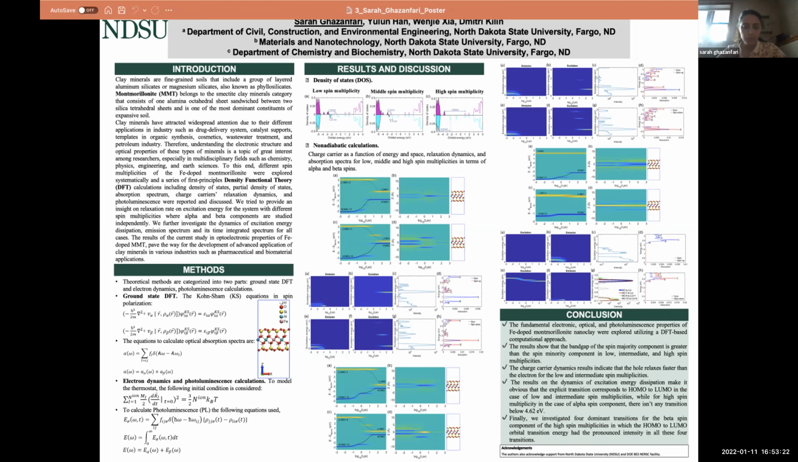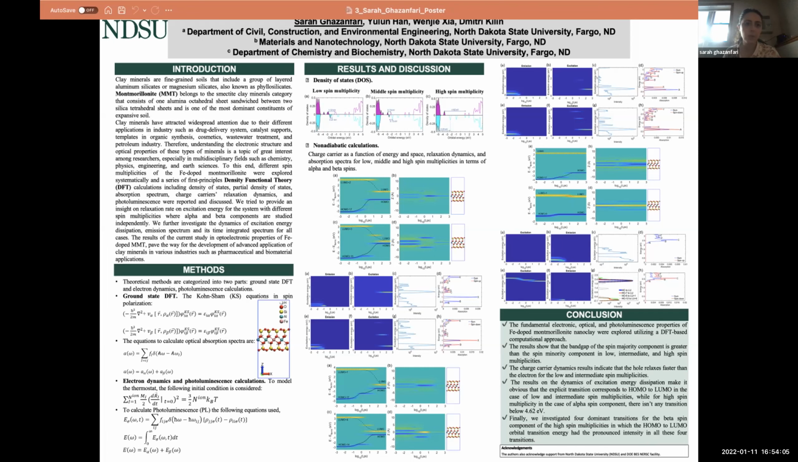Yes, as all of you know, in this work we studied the behavior of the montmorillonite, one type of clay mineral, using density functional theory to understand the electrical and structural properties of these minerals, also the photoluminescence and some non-adiabatic calculations. So as you can see on the left, this is the introduction part.